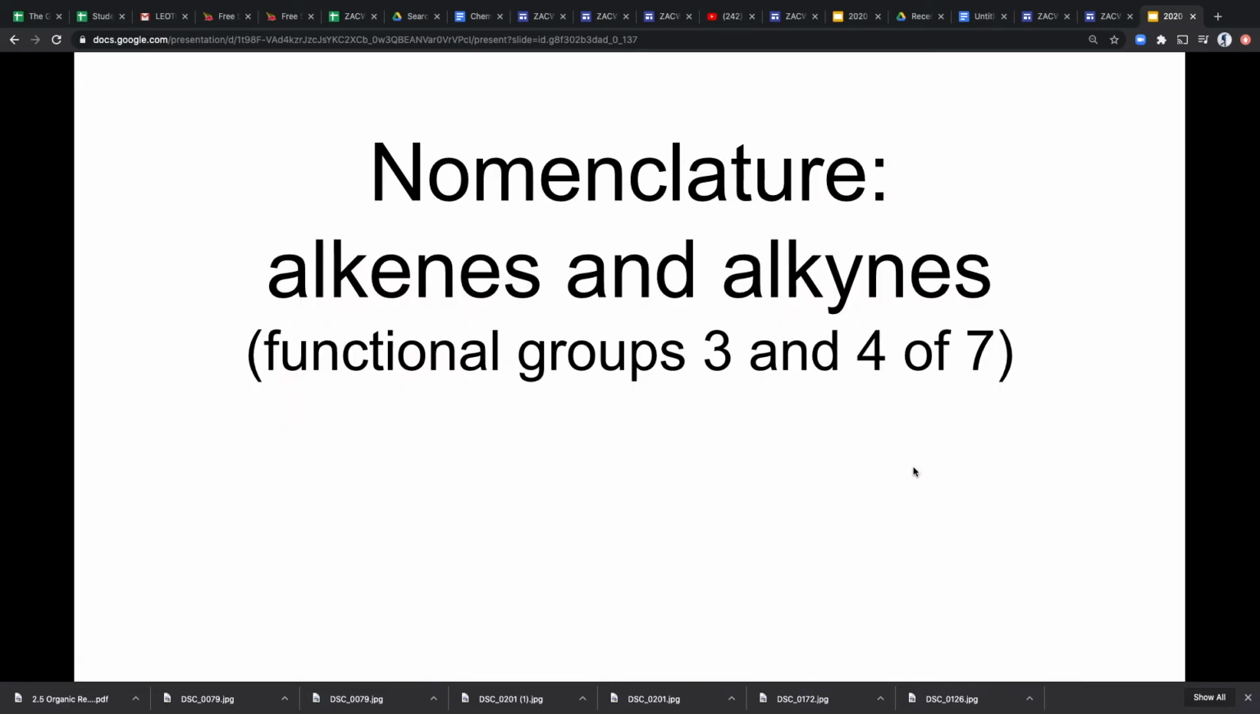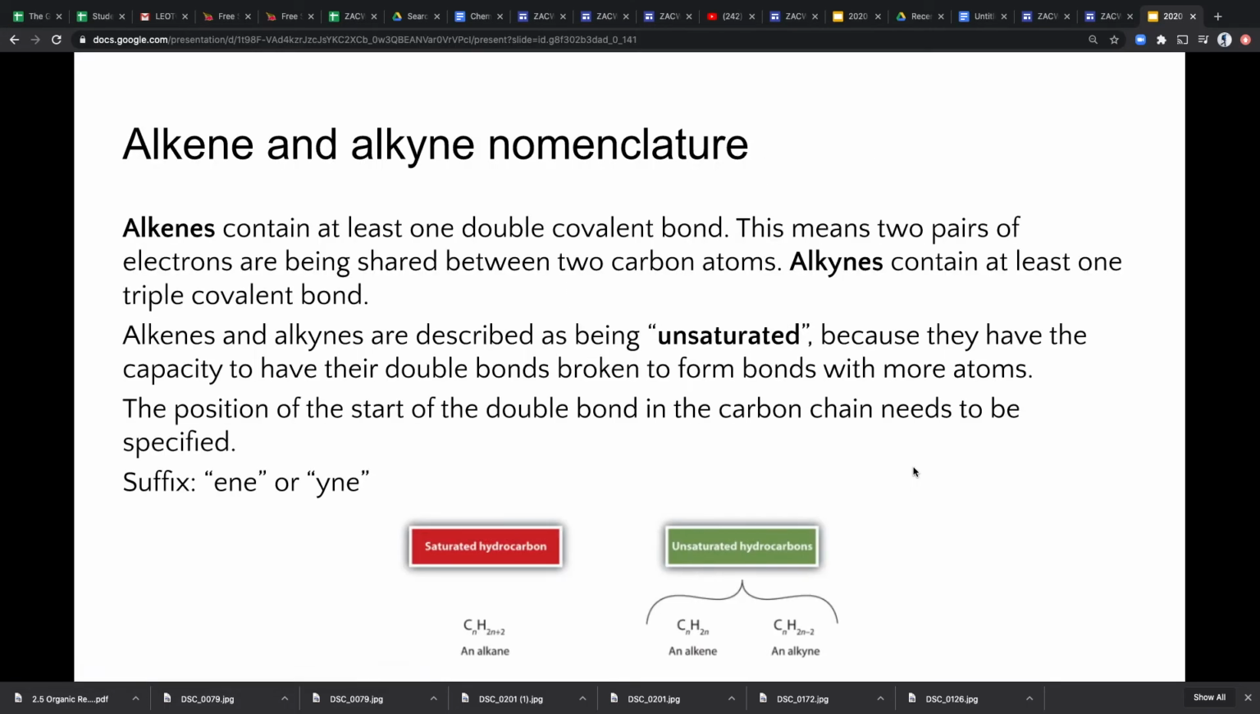Okay, alkenes and alkynes are the last ones we're talking about today. I've combined them because the rules are pretty much the same. So alkenes contain at least one double covalent bond. That means they're sharing 2 pairs of electrons. Alkynes have a triple covalent bond.